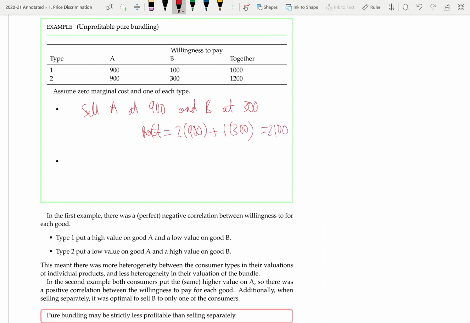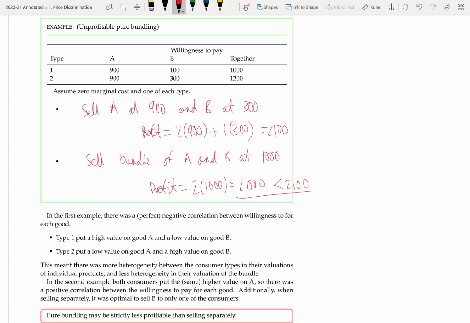Now, if the monopolist offers a bundle, what should they price it at? Well, they should price it either 1000 or 1200. 2 times 1000 is more than 1 times 1200, and so they should price the bundle at 1000. And the profit will be 2000. So the profit in this case from bundling is less than the profit from selling separately. So this is an example of unprofitable bundling.